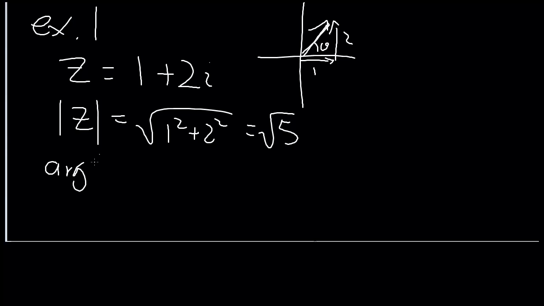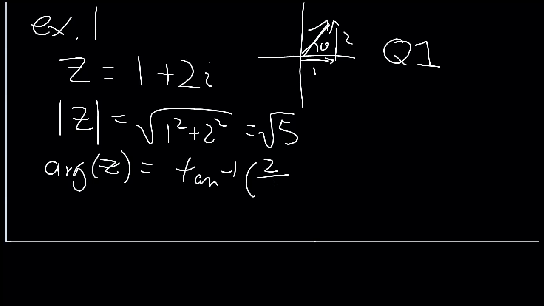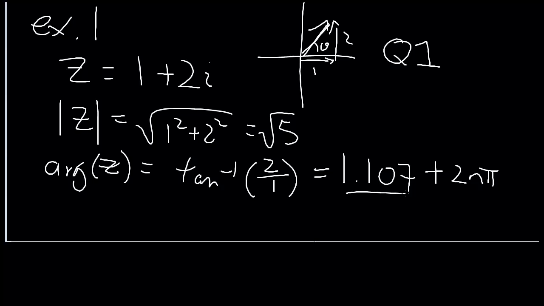And then the argument of z, that's the angle, theta. Observing that we're in Q1, we don't have to worry too much about the reference angle versus the actual angle. It's just going to be tan inverse of y over x, which is 2 over 1. Calculator gave us 1.107. Technically, you can stress that this is plus or minus 2n pi, but we're going to keep this from 0 to 2 pi or negative pi to pi. You can kind of choose your own convention.